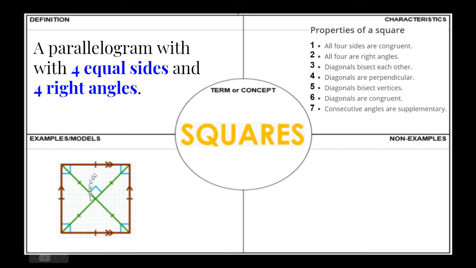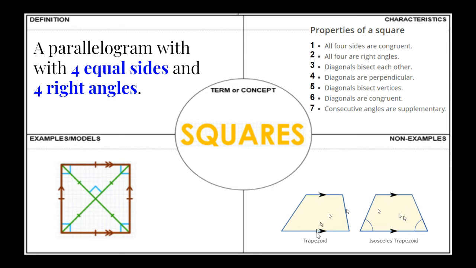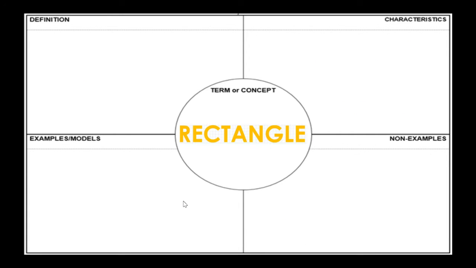So if you can refer to this picture when you are doing your practice, it will be very helpful, okay? So, a non-example of a square: a trapezoid is not a square. It doesn't even belong to the parallelogram group, okay? Next, we'll talk about the rectangle.